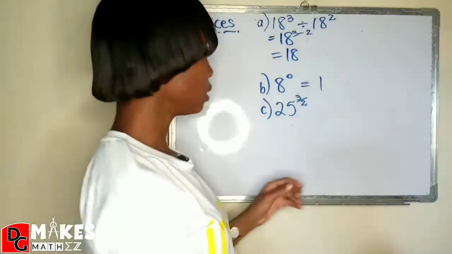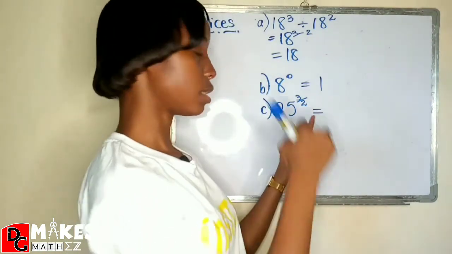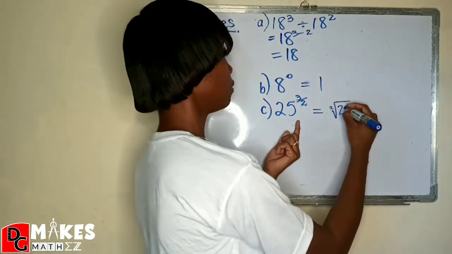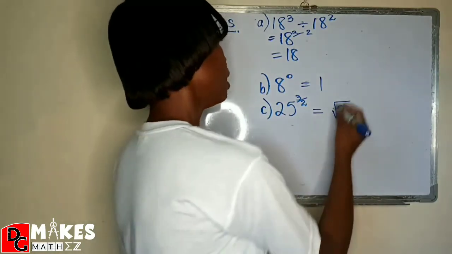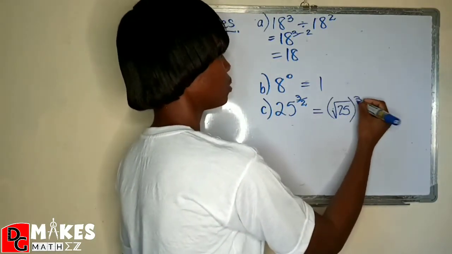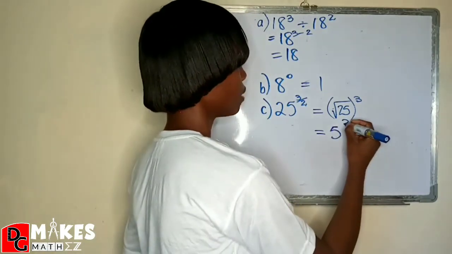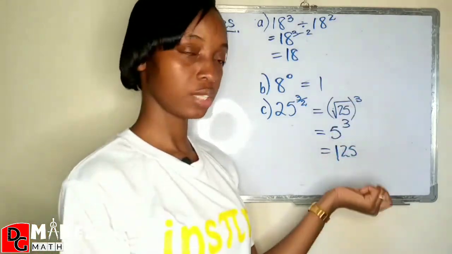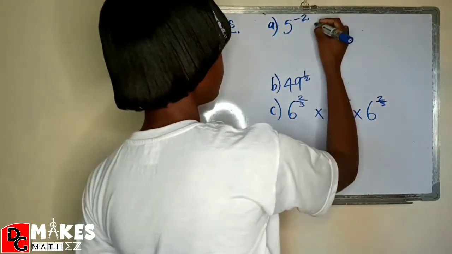For part C, we should remember that this 2 represents the root. So in essence, this is the square root of 25 and the square root, so I do not have to put the 2 there. And I'm raising that to the 3rd power. What's the square root of 25? That's 5. And I'm going to cube it. My answer is 125. For our next set of questions, let's take part A first.